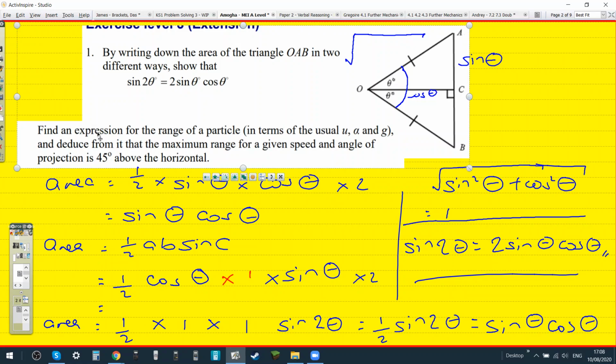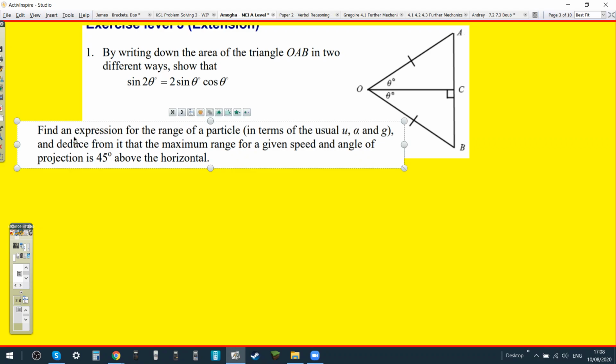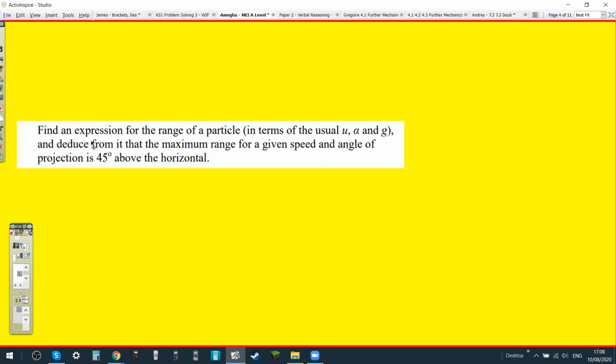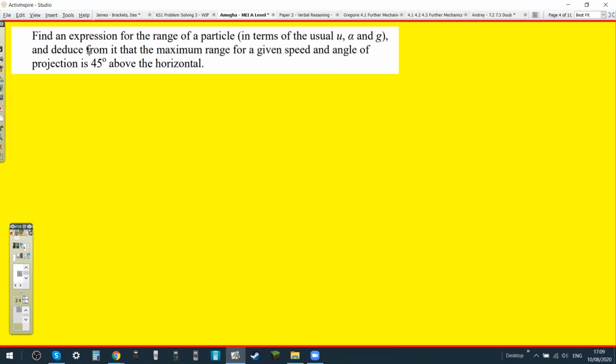Okay, how about the next one? That's a different question, right? The second one. Maybe I just put it in the wrong thing. Okay.